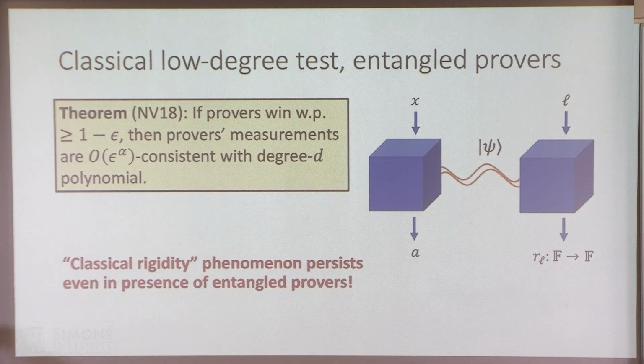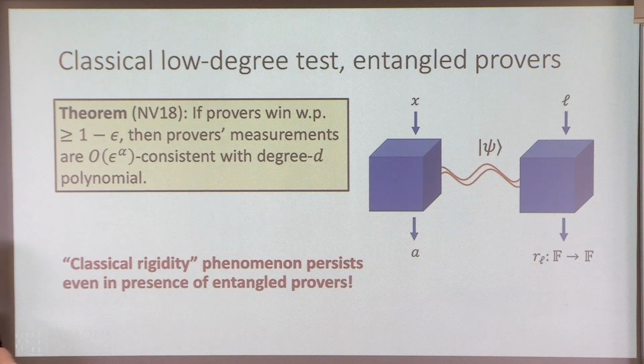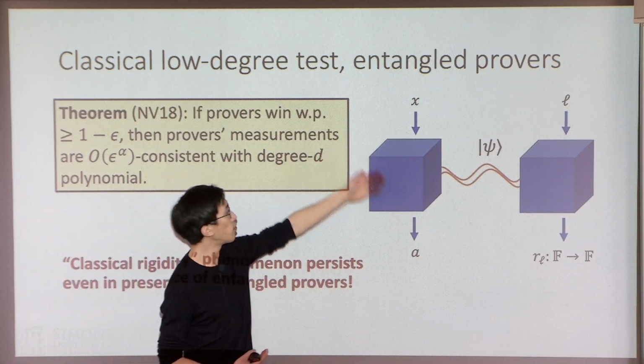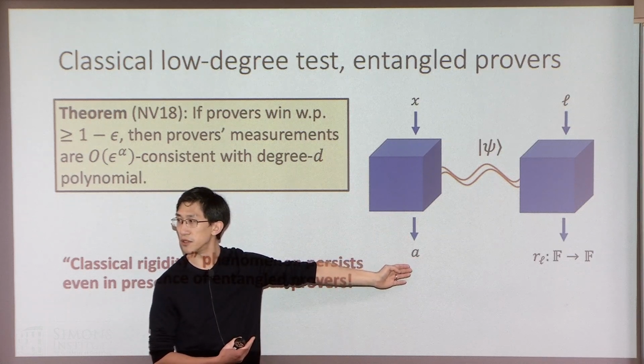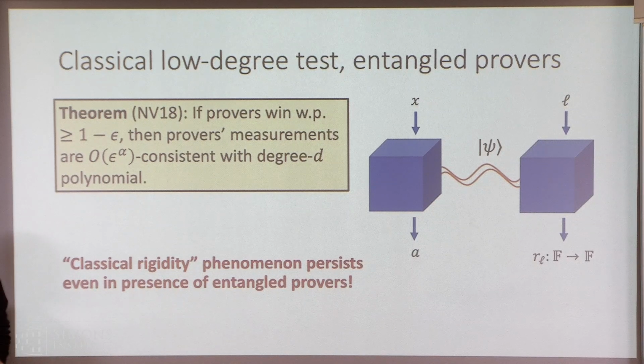So what it's saying is that without loss of generality, the strategy looks like this. The provers ignore their inputs. They make some measurement on some state. From this measurement, they extract a description of a low-degree polynomial f. And then they evaluate their questions at that low-degree polynomial. So it's like they first use shared randomness to get a low-degree polynomial. Okay. And then they ignore all their quantumness and just play with that low-degree polynomial.